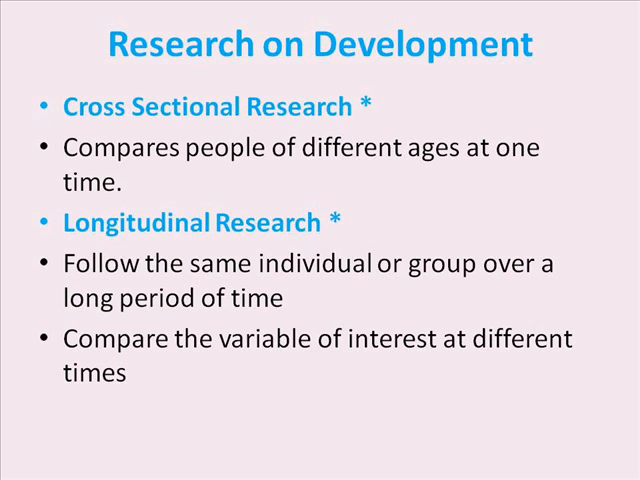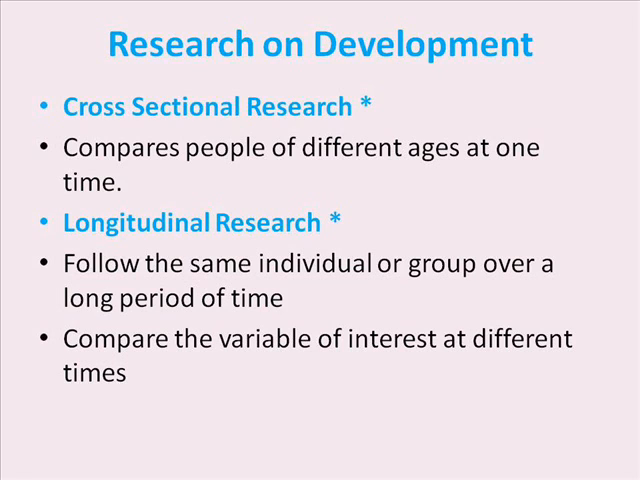Cross-sectional research is done at one point in time when individuals representing several different age groups are compared with each other. For example, 1 year, 2011, you take a group of 3-year-olds, a group of 6-year-olds, a group of 10-year-olds, a group of 20-year-olds, and compare them all with each other in terms of perhaps cognitive function.